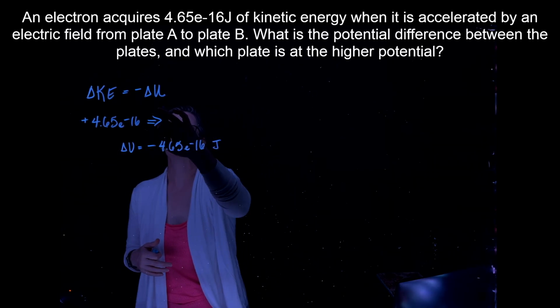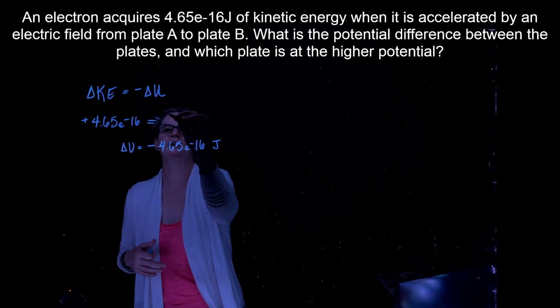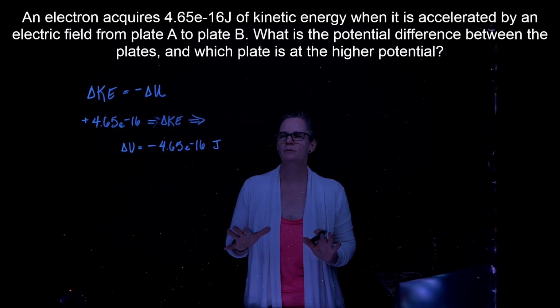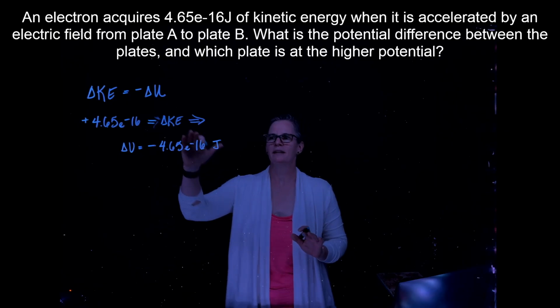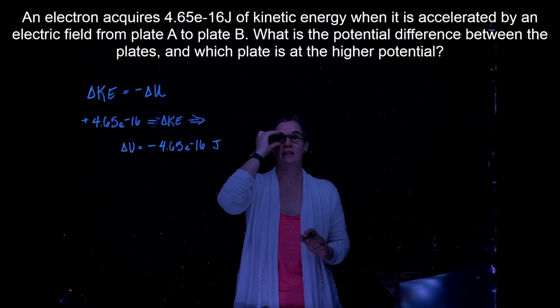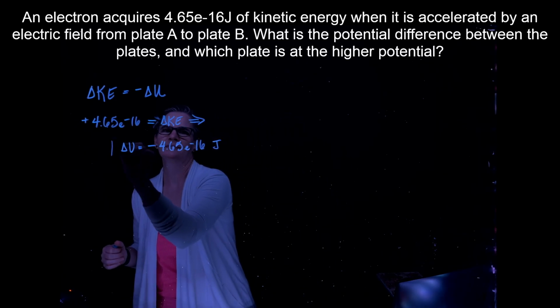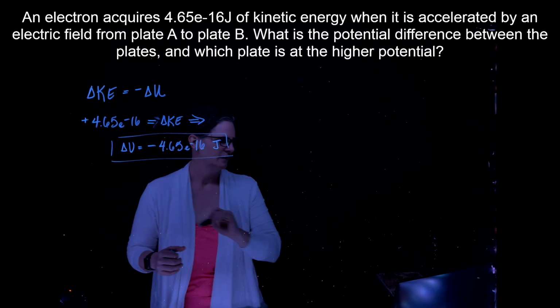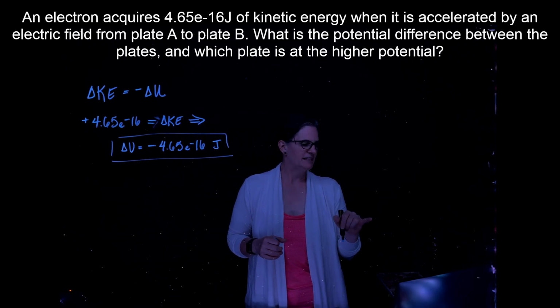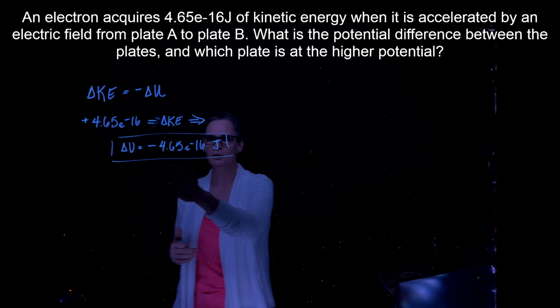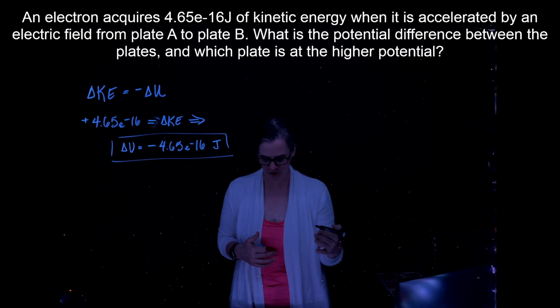So this is our change in kinetic energy, and that implies our change in potential energy. Not a lot of math in this one, just a recognition that the kinetic energy is related to the potential energy. It's opposite the potential energy. Okay, so that's part one. In our problem, it does want to know what the potential difference is, so we're going to use this information to determine it.